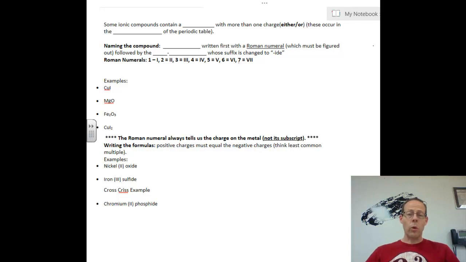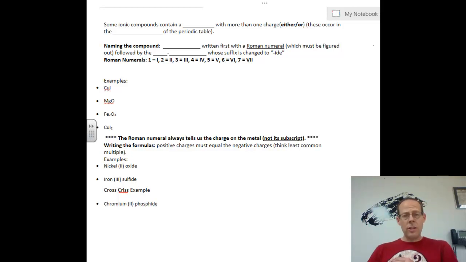I call these either-or metals, and these occur in the middle of the periodic table, so anything to the left of the alkaline earth metals and anything to the right of the nonmetals. All those metals in the middle are called transition metals. That's a special name for them. However, there's three exceptions, and those are bing, bing, bing. So if it's a metal other than silver, zinc, or aluminum that's in the middle, it is an either-or metal, or a metal that has more than one charge.